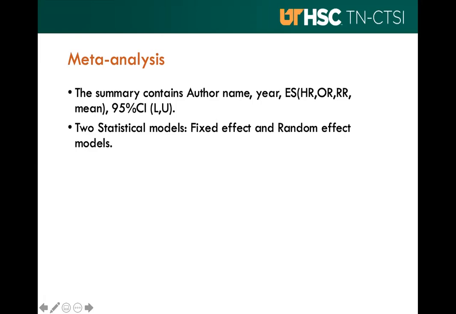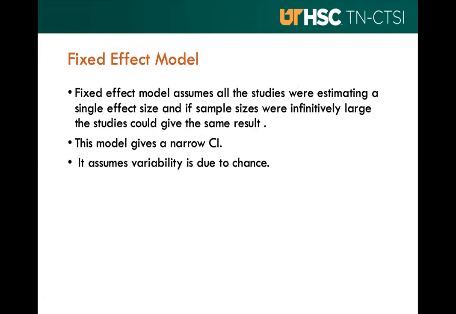So there are two statistical analysis methods for meta-analysis, fixed effects and random effects models. We'll look at each in the next slides. So when we say the fixed effect model, this model assumes all the studies were estimated a single effect size, and if sample size were infinitely large, the studies should give the same result. They should arrive at the same result. This model gives a narrow confidence interval. It assumes that variability is due to chance.